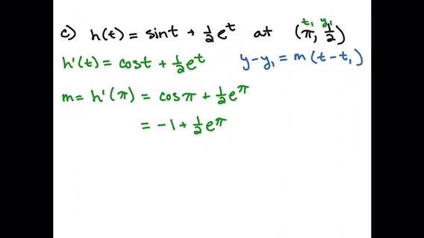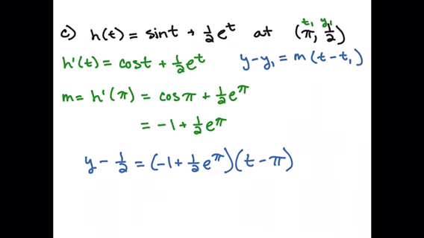So we can plug that in to our equation of a line, and I get y minus 1/2 equals (-1 plus 1/2 e to the pi) times (t minus pi). And although this is a perfectly good equation of a line in point-slope form, it's going to be a little bit messy just because these aren't pretty numbers to work with.